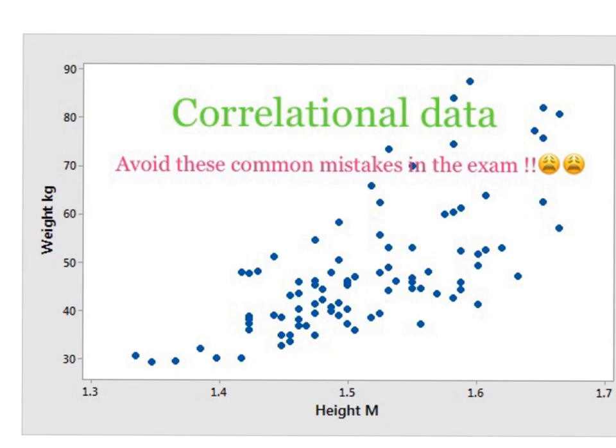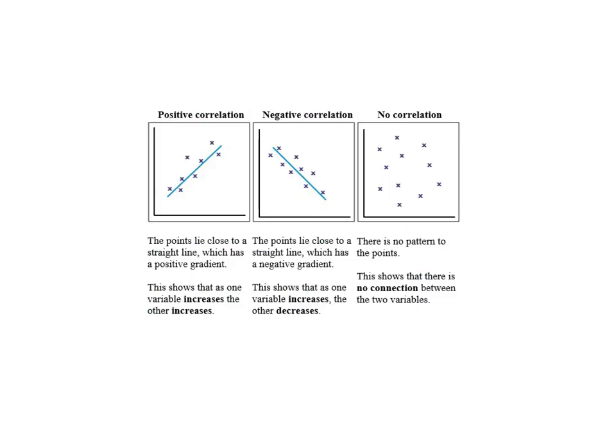And there is no going back on it. If you made this mistake, you cannot have a remark and gain these marks. So let's make sure that we don't make these mistakes. Let's get started. First of all, let's just be very clear what is correlation in psychology.